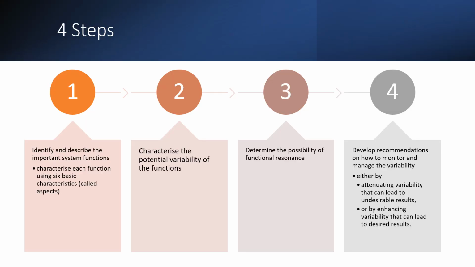The method. FRAM has 4 broad steps. First, we identify and describe the important system functions and its associated aspects. Then we categorize how each one may vary. Next, we look for possible resonance, how variability in one place can ripple through to others. Finally, we develop recommendations that either dampen dangerous variability or support helpful variability.